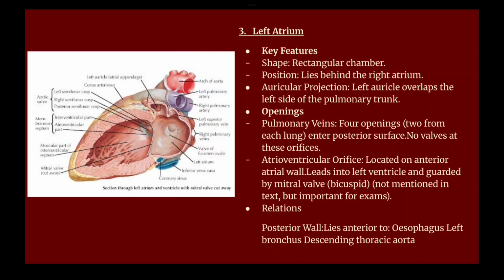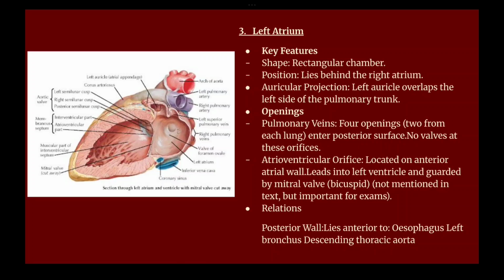The position of the left atrium is that it lies behind the right atrium, and here the left atrium is projected behind, or overlapped on, the pulmonary trunk. The openings into the left atrium are four openings, two from each lung, and they enter the posterior surface. There are no valves at these orifices.